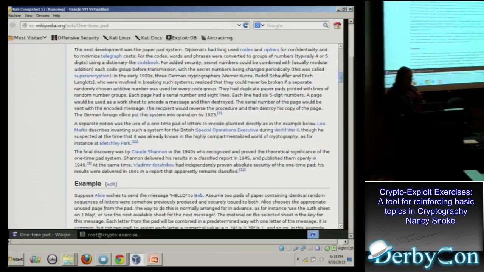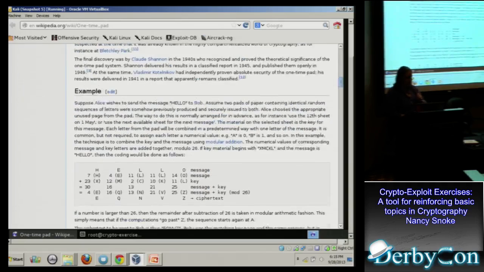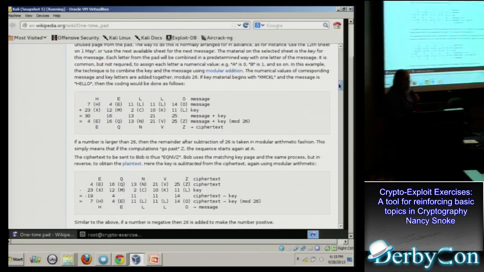If you did look through here, you'd see that there's history and stuff, but then there's an example of exactly how to use a one-time pad with letters and get a result. With this information right here, it suddenly becomes pretty clear how to do this problem, even if from looking at it theoretically you didn't see how.